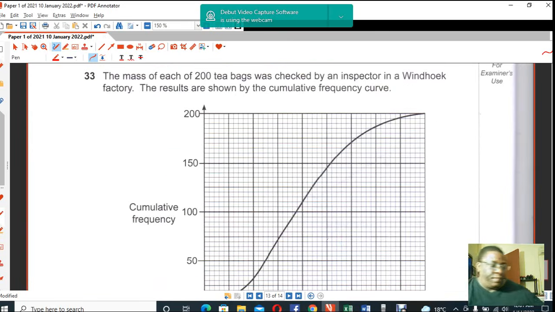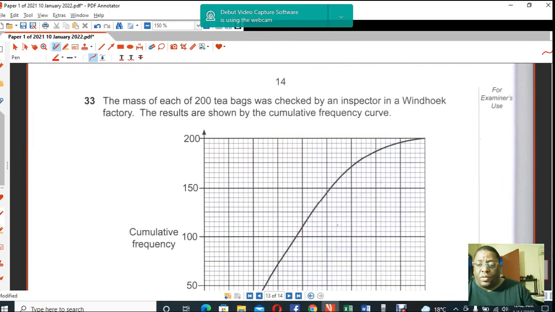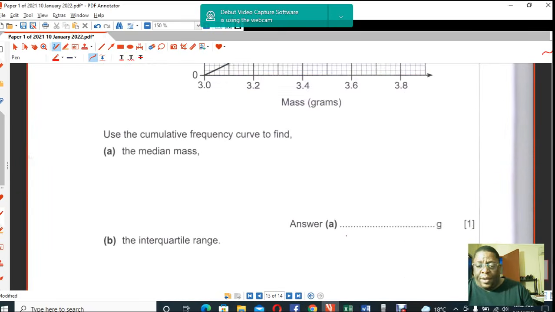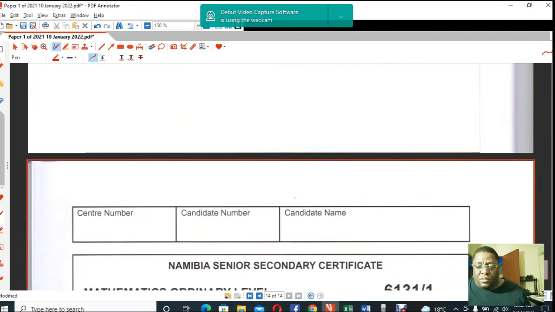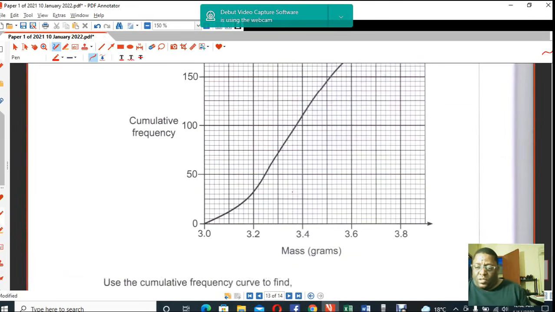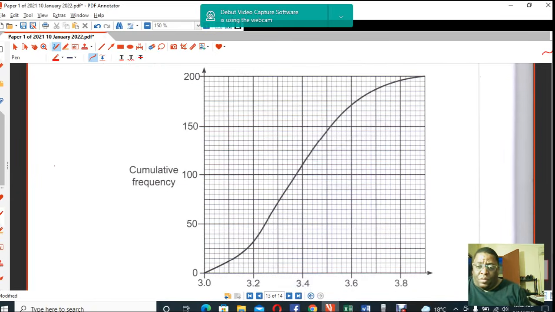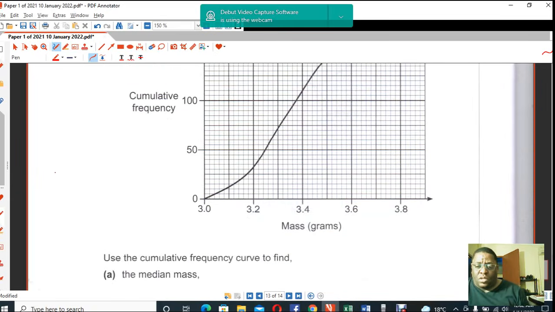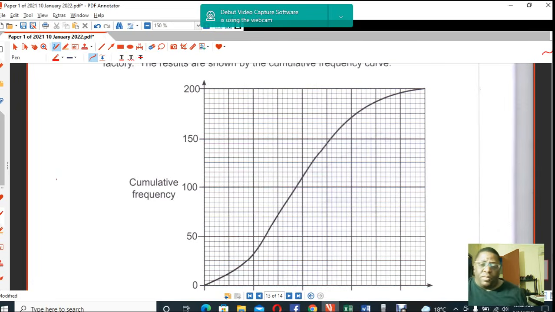Right, question 33. This brings me to the cumulative frequency curve. I think this is, if I am not mistaken, about the last question in this particular series. First of all, they say the mass of 200 tea bags was checked by an inspector in a factory. The results are shown by a cumulative frequency curve. They are saying use the curve to find the median. Now the median means halfway. So you find the median of 200 is 100.